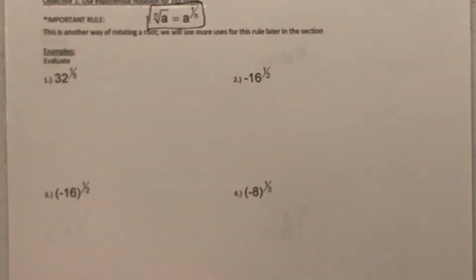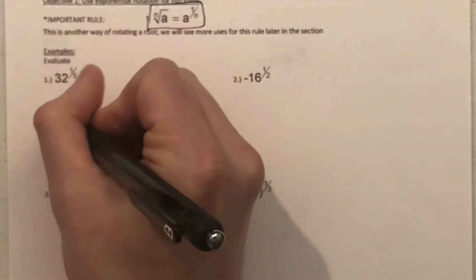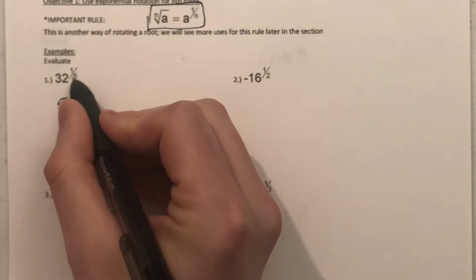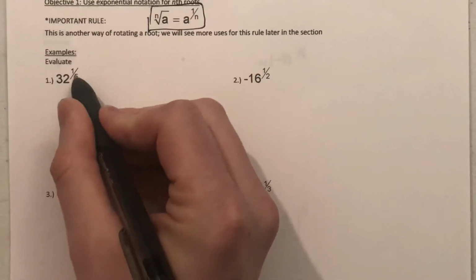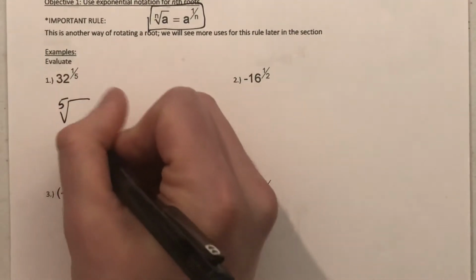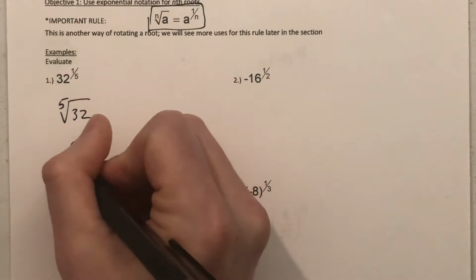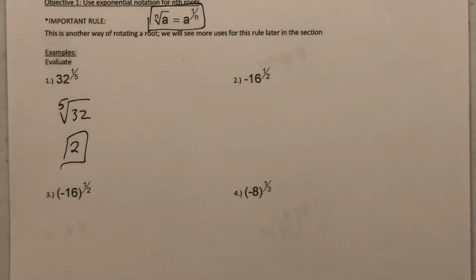So 32 to the 1/5 power, we will always be able to, if it's useful, interpret the 1/5 power, that 5 as an index of the radical, to call that the 5th root of 32. Asking for something that would be taken to the 5th power to give you 32, turns out that's 2. 2 to the 5th is 32, so the 5th root of 32 is 2.